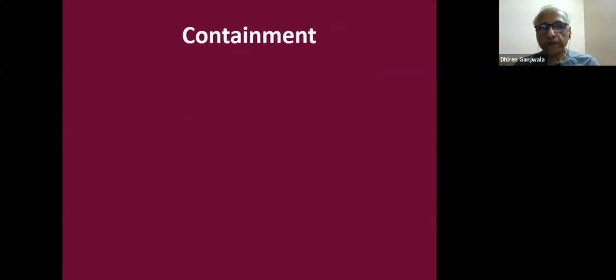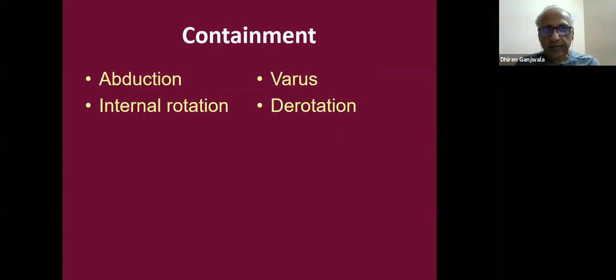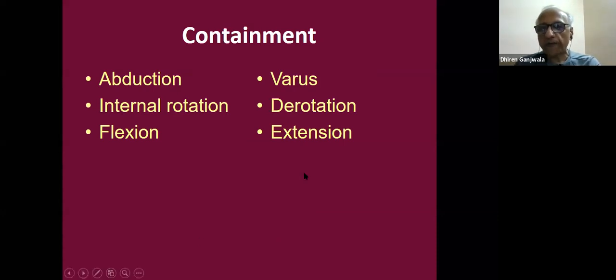The second concept of containment is, let's understand, when you do abduction, for that we carry out varus. For internal rotation, we are carrying out derotation. For flexion, we are doing extension. However, we need to remember that whatever extension we carry out, that much amount of flexion the person is losing. So usually we don't go for too much of an extension component in a patient, because otherwise he will have a problem in sitting, in squatting.